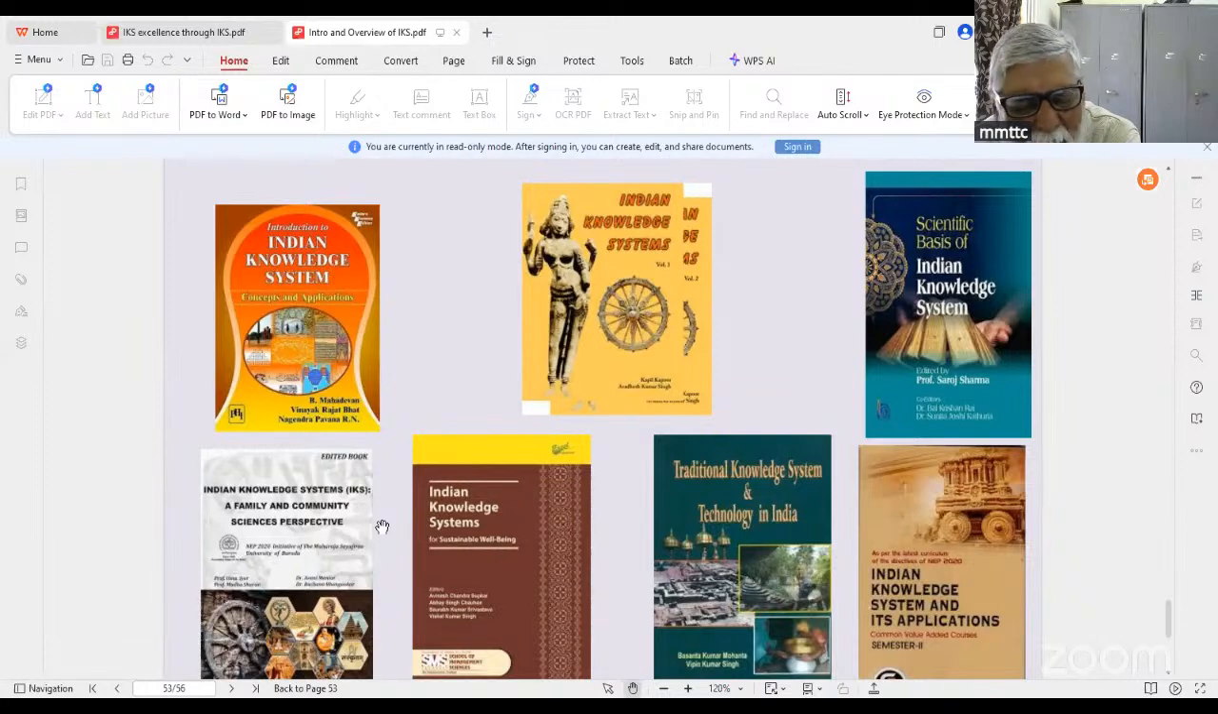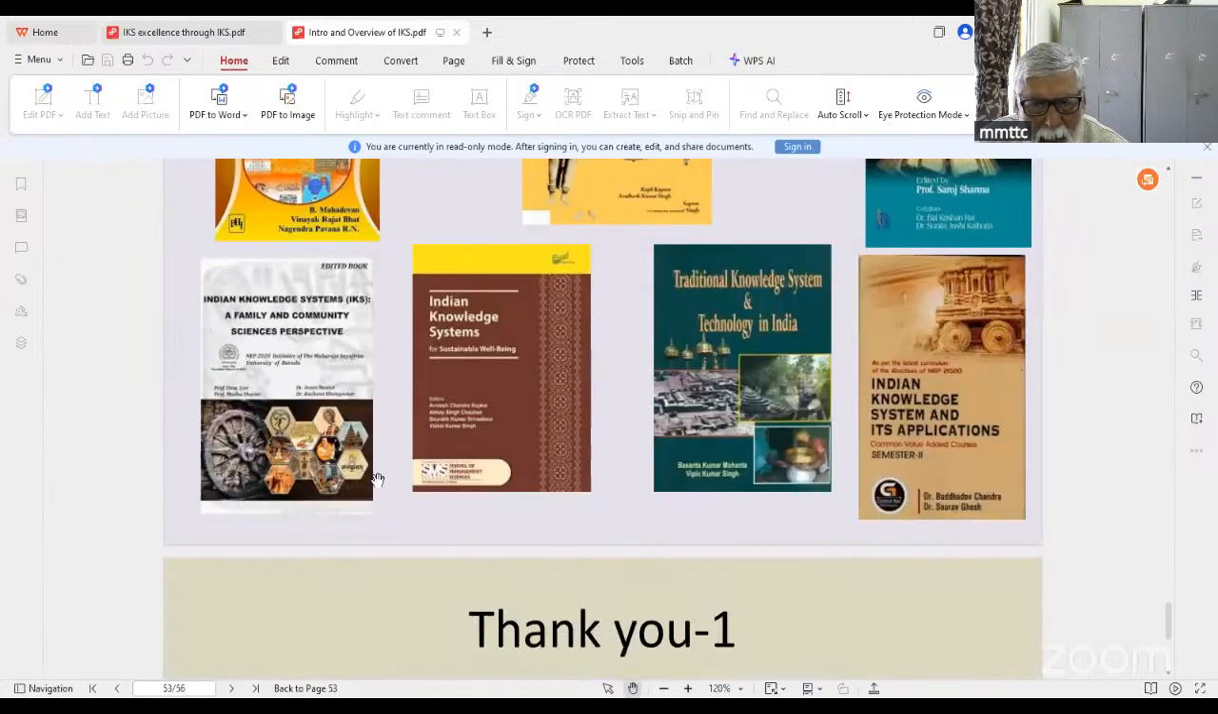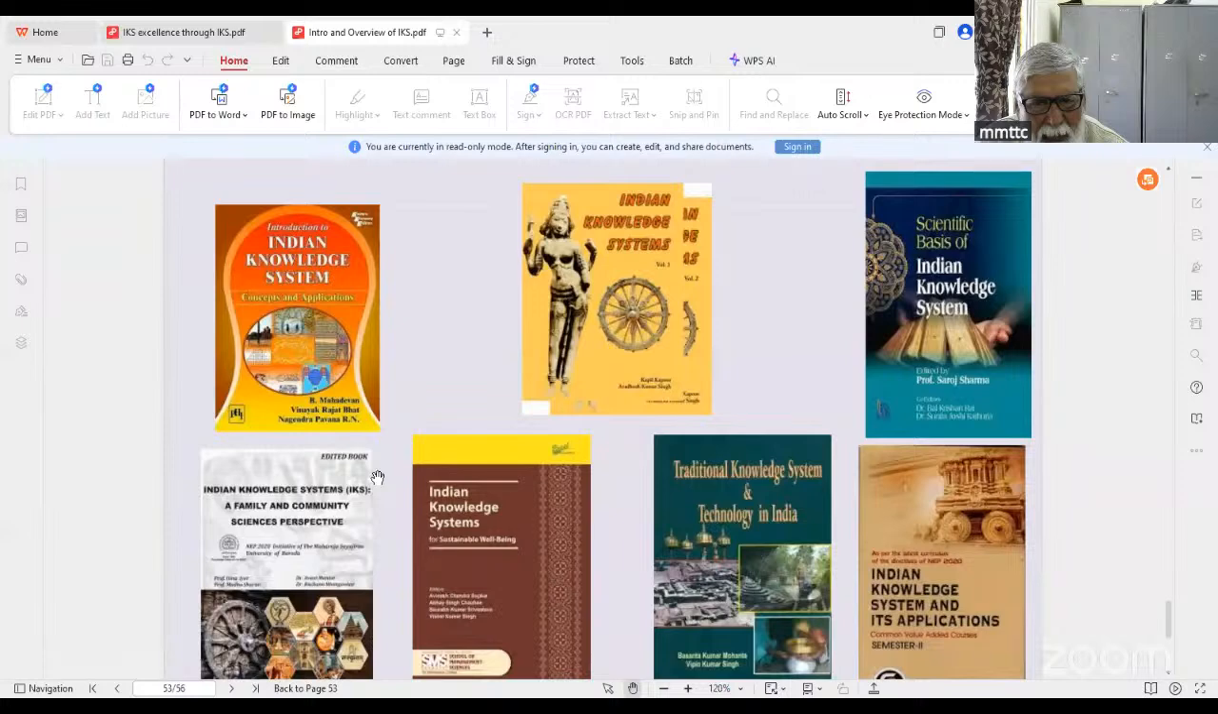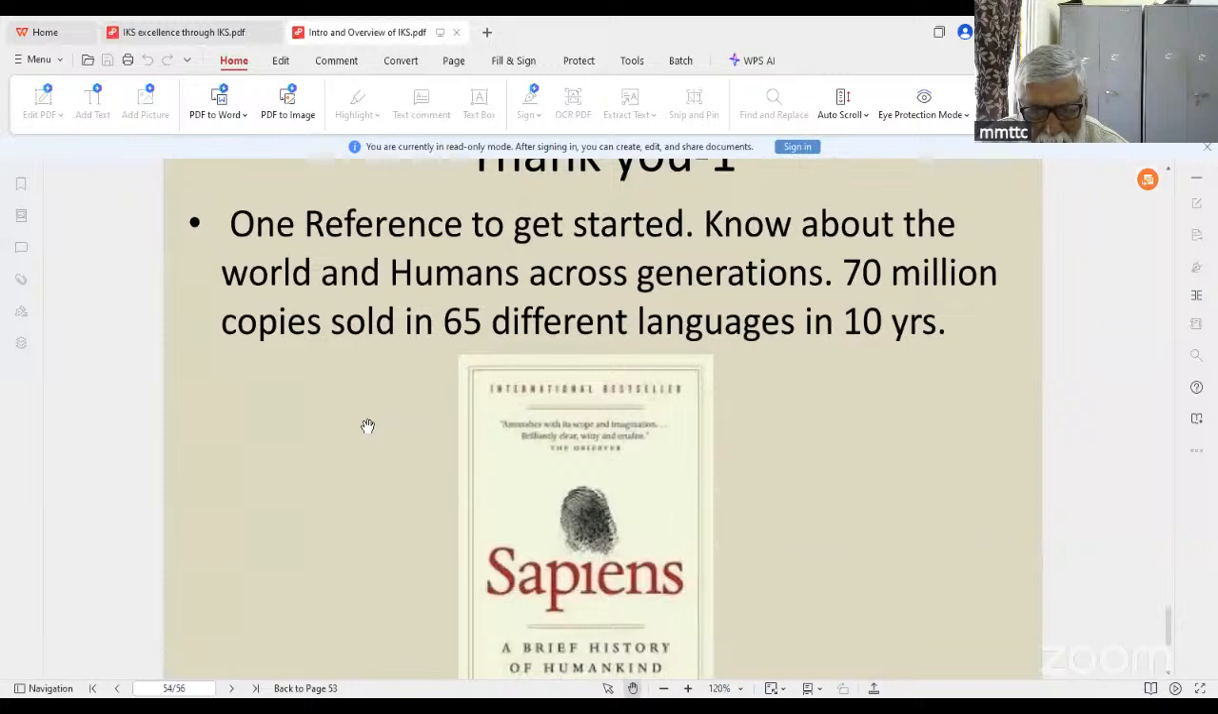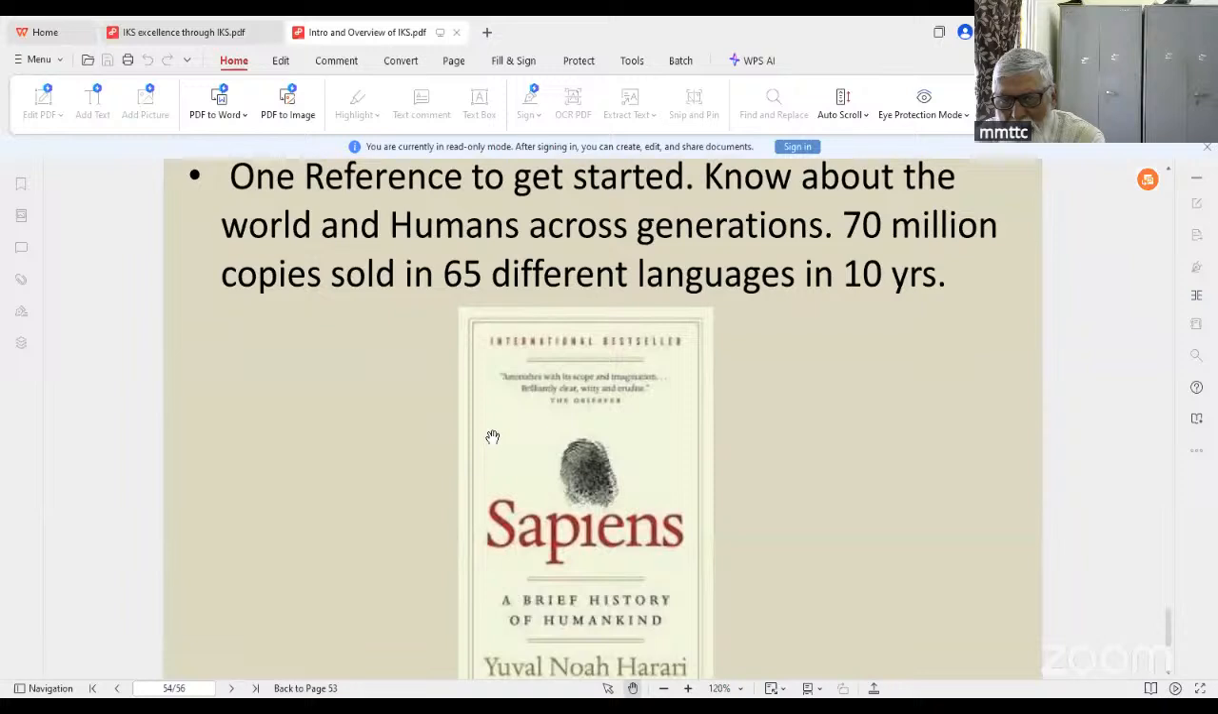Secondly, modern life is dominated by STEM: science, technology, engineering, and mathematics. And unless you counter that or balance it with adequate IKS, it's very difficult to understand IKS well. But there are parallel references which are very useful to read, and I suggest a few of them. One is this. This is a book published 10 years back, but 70 million copies have been sold in 65 different languages.